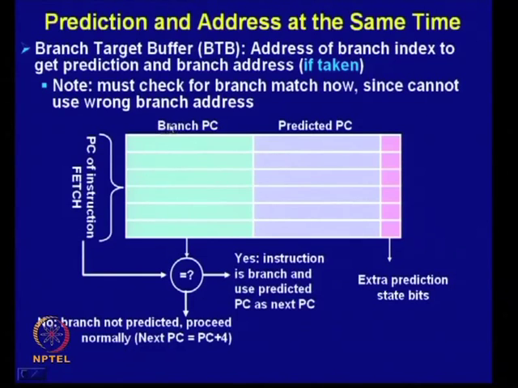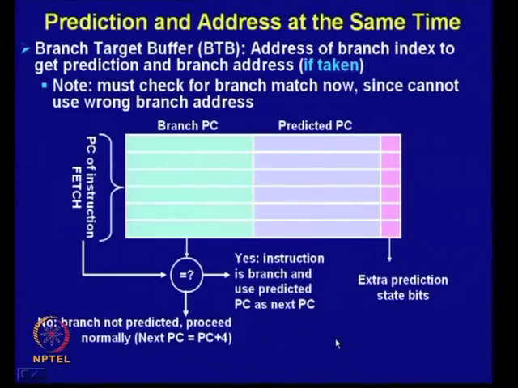On the other hand, if there is a match with any one of the program counter values stored in the branch target buffer, then you say that yes, the instruction is a branch, and use the predicted PC as the next PC. That means for the corresponding program counter value, you get a predicted PC where the branch should take place. This predicted PC can be used for fetching instructions immediately.